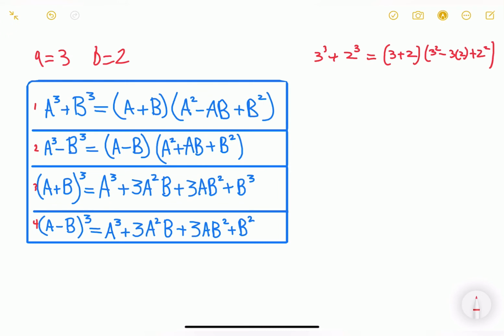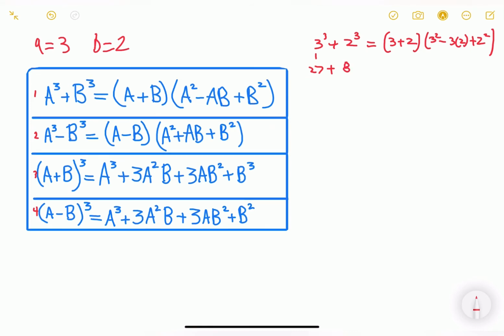Okay, guys, so what is 3 cubed? 3 cubed, we said, is 27, plus what is 2 cubed? 2 times 2 is 4. 4 times 2 is 8. Okay. And what is 27 plus 8? 27 plus 8 is 35. So they're supposed to equal.